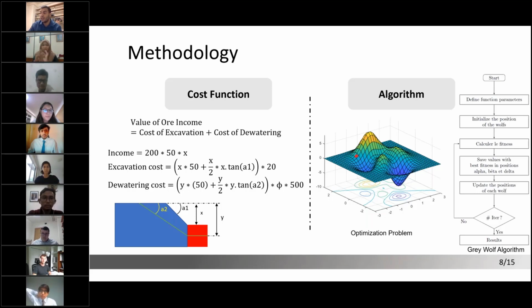All parameters are illustrated here in the figure, where the red part is the ore. With 4 variables, the excavation depth x, the excavation slope angle A1, the water table level y, and the dip angle of water A2, solving this problem was complex. And we cannot use a linear solver for this, because it contains many local solutions and global ones. Thus, we have hand-coded a stochastic optimization algorithm called the Grey Wolf algorithm, to optimize the cost function in Python.